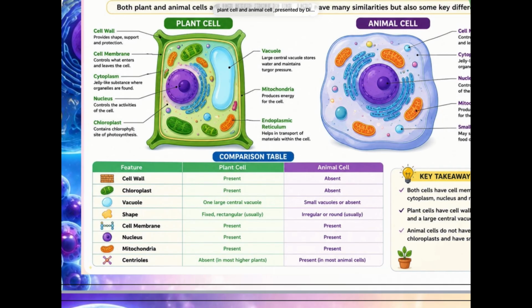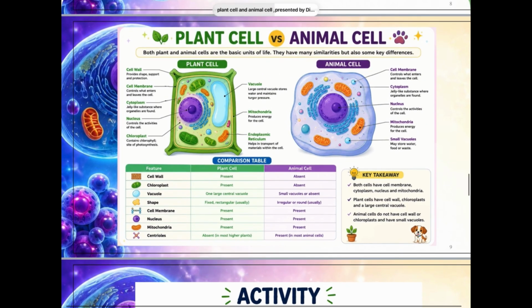Cell membrane is present in both of them. Nucleus is also present in both of them because both are eukaryotic cells. Mitochondria is also present in both of them because mitochondria is producing the energy for both the cells. And centrioles are present only in the case of animal cells. Plant cells lack it. I hope you have understood the difference, right?